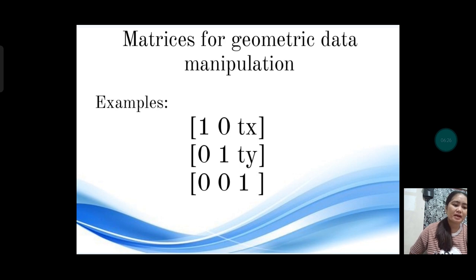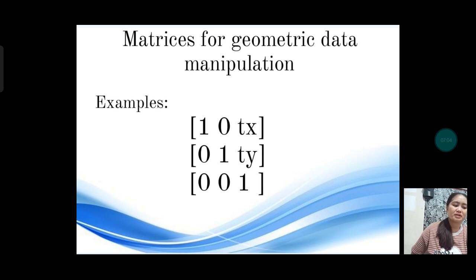So these examples show matrices are fundamental in geometric data manipulation, especially in computer graphics and 3D modeling. They are used to represent transformations like translation, rotation, scaling, and skewing. Each operation is typically represented by a specific matrix, and you can combine these matrices to perform complex transformations.